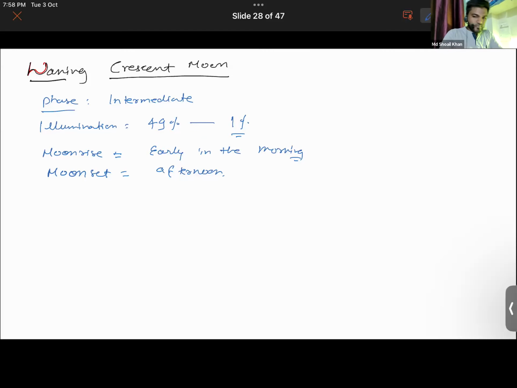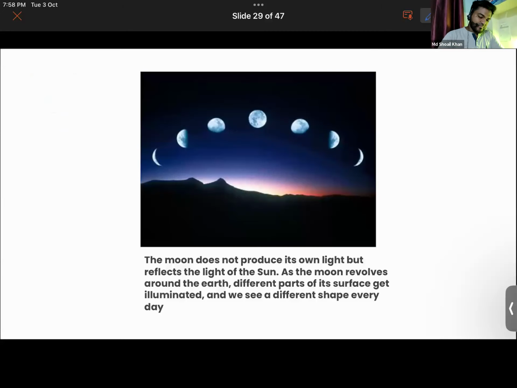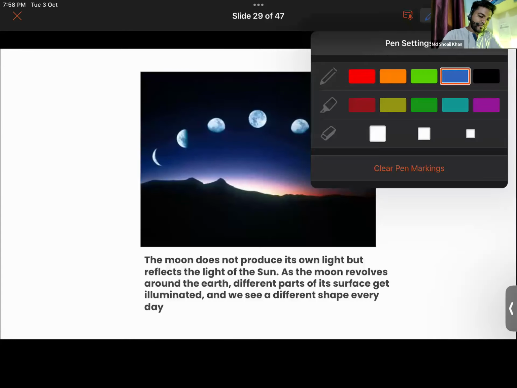You see, the crescent phases can be a good time to see Earth shine as well. So sunlight reflected from the Earth gives the dark areas of the moon a faint glow. Now have a look at this diagram. Here you can see, very beautifully shown, the changing phases of the moon.